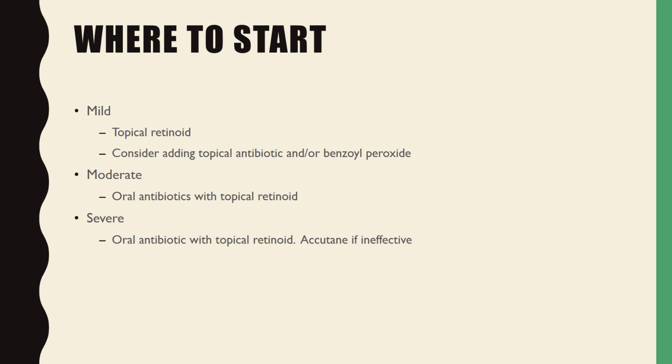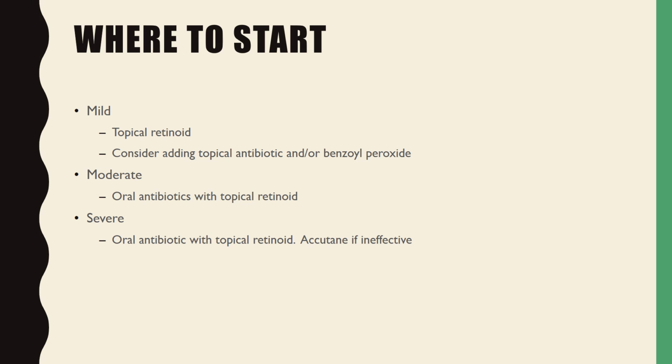So I typically will start with that retinoid and then say come back in 6 to 8 weeks. If it's not better, we'll add in more, and you kind of titrate your way and move your way down in treatment. For moderate, you're going to start your oral antibiotics with that topical treatment as well. And then if it's severe, you're going to use oral antibiotics with a topical retinoid and then Accutane if this is ineffective.